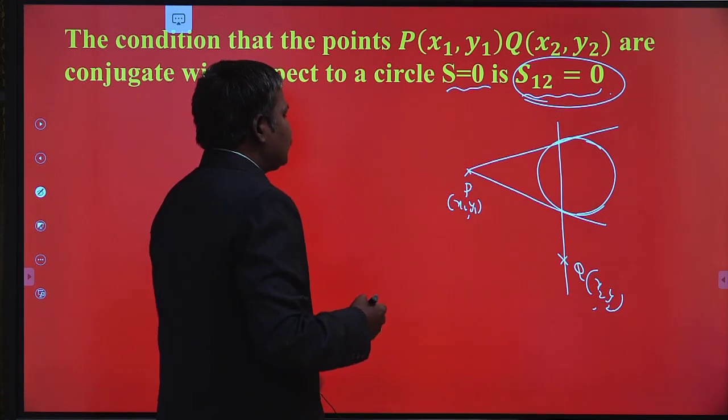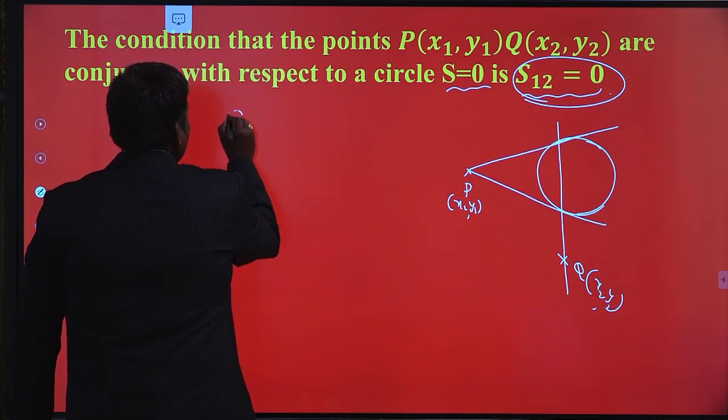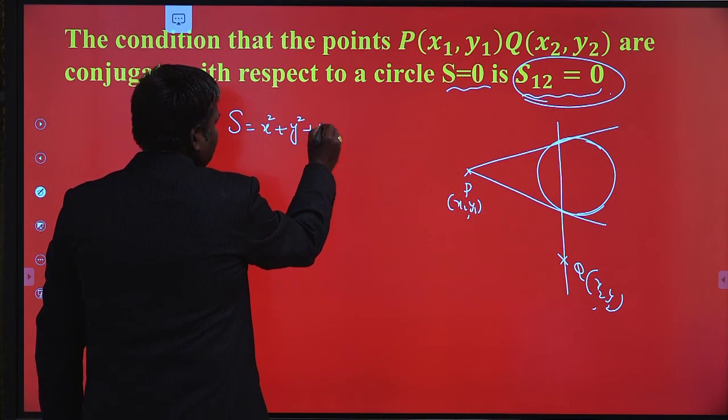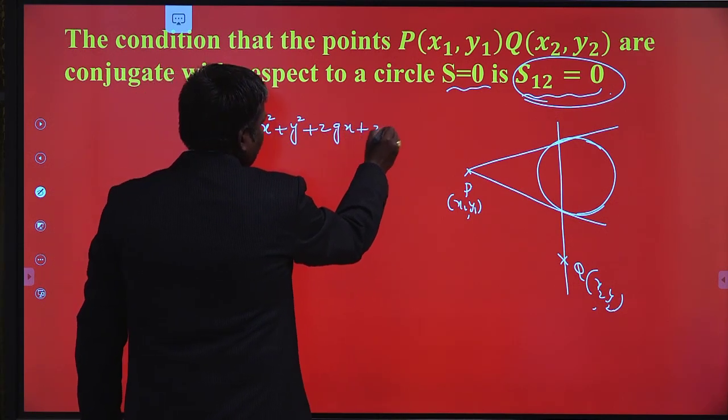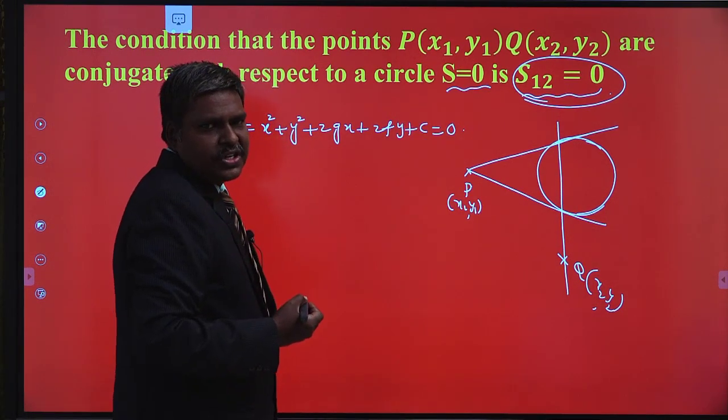So what is the definition? Polar of P passing through Q. What is your circle equation? S is equal to x square plus y square plus 2gx plus 2fy plus c is equal to 0. This is your equation of circle.